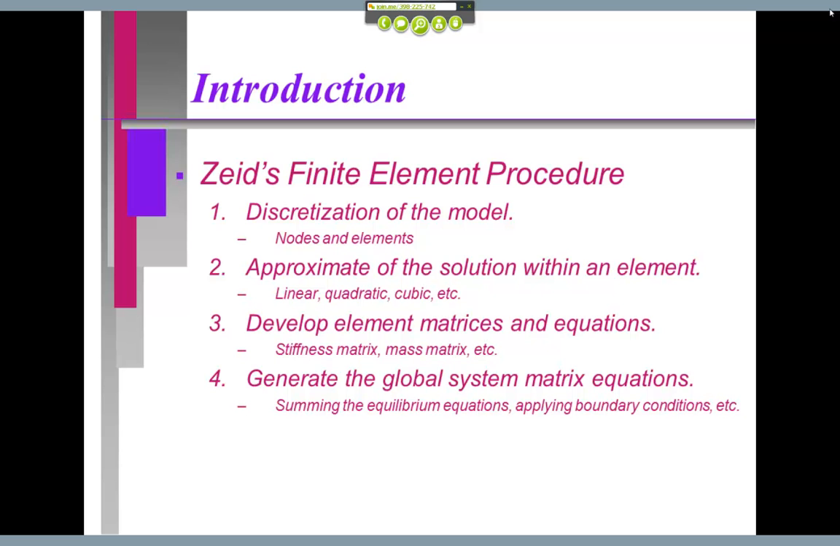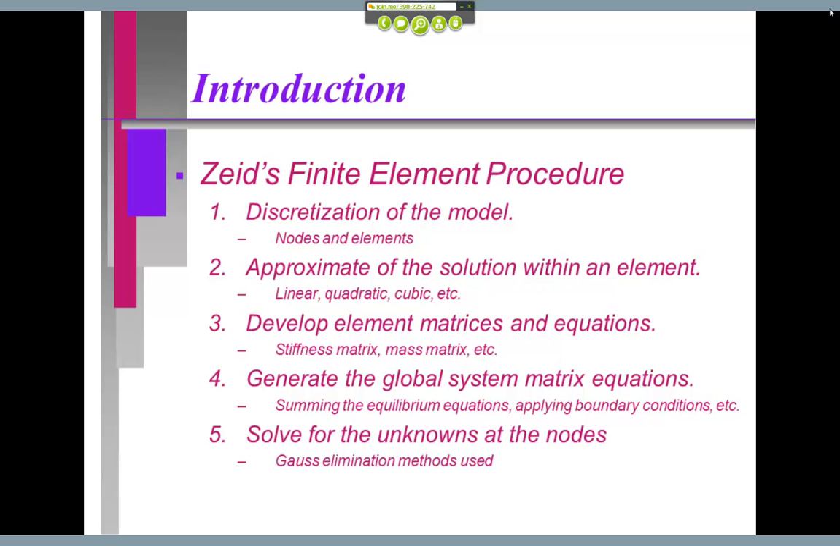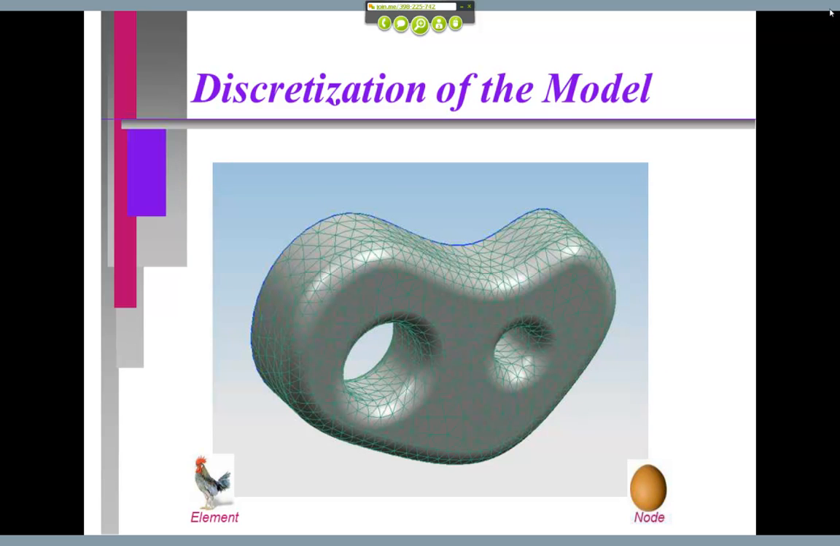The next thing that you have to do is generate the global system matrix of equations. And that's just basically summing up the equilibriums. You then solve for the unknown nodes. And you interpret the results. So that's the basic outline of chapter 17. There's more stuff, but the author goes through these 6 basic steps. And that's where you ought to focus your reading. Now we're going to take a minute and talk about each one of those.